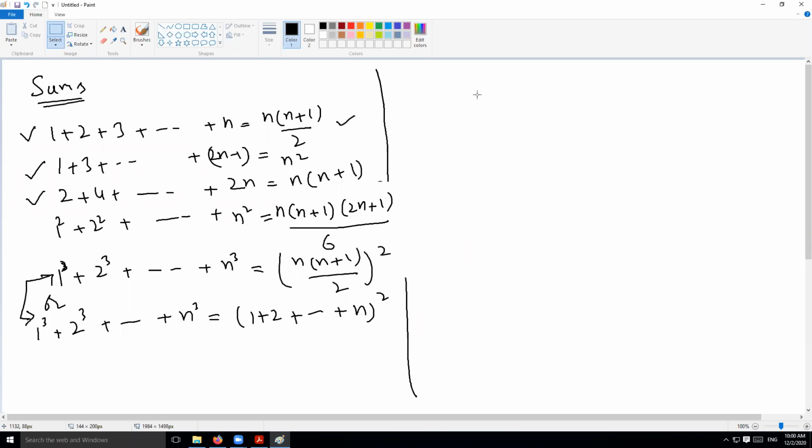By the way, let's see how clever you are. If I now say that I need to find a formula for the sum of, say, 10 square plus 11 square plus so on and so forth up to n square. I don't want to start from 1. Can someone tell me a way to find out this formula? What would be your trick to find out this formula?